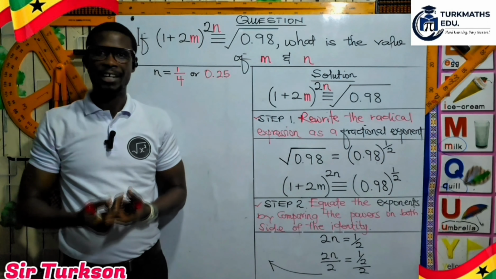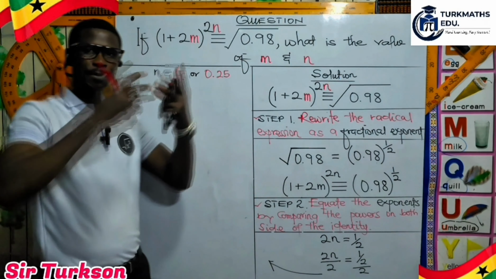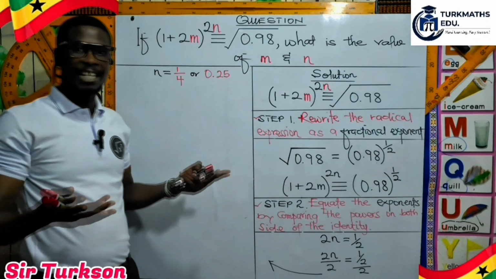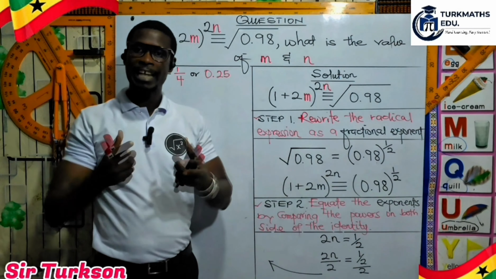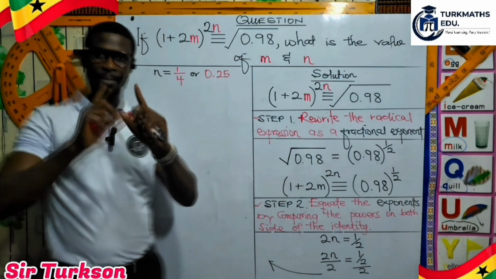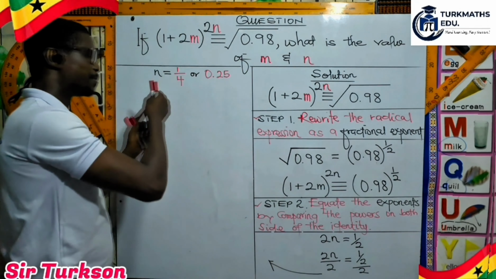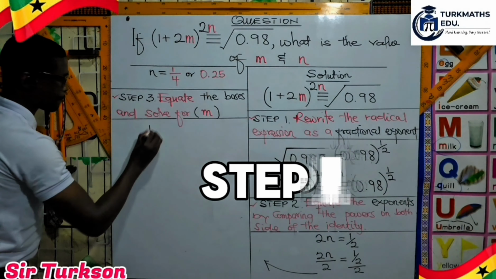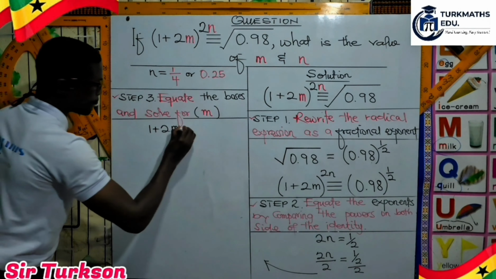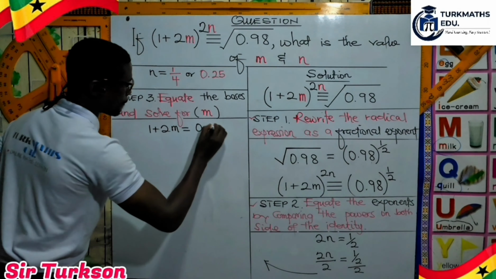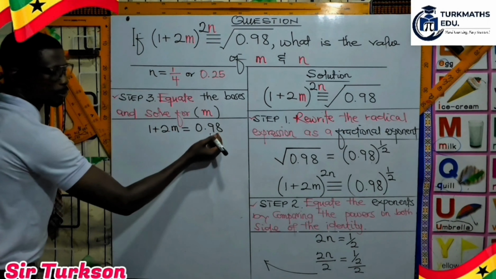Now let's find the value of the other unknown. And how do you find it? As we have gotten the exponents to be the same, then if the exponents are the same, we can now solve for the base. So we say equate the base and solve for n, right? So let's look at step 3. We group things.